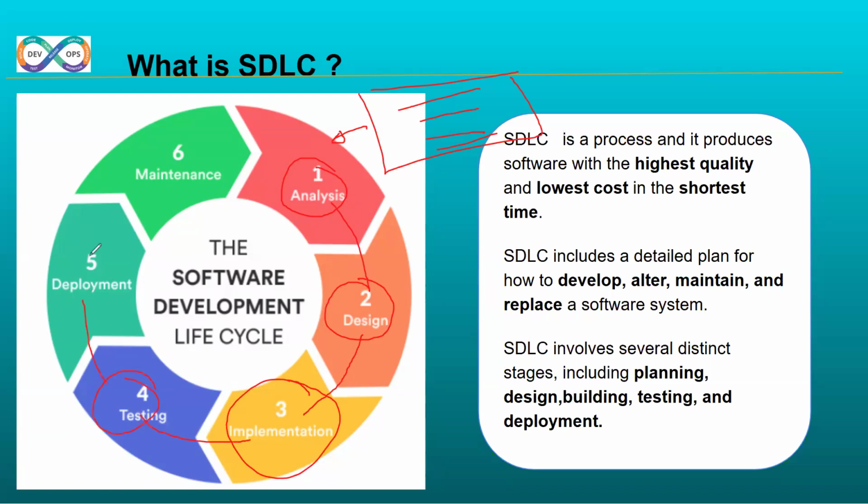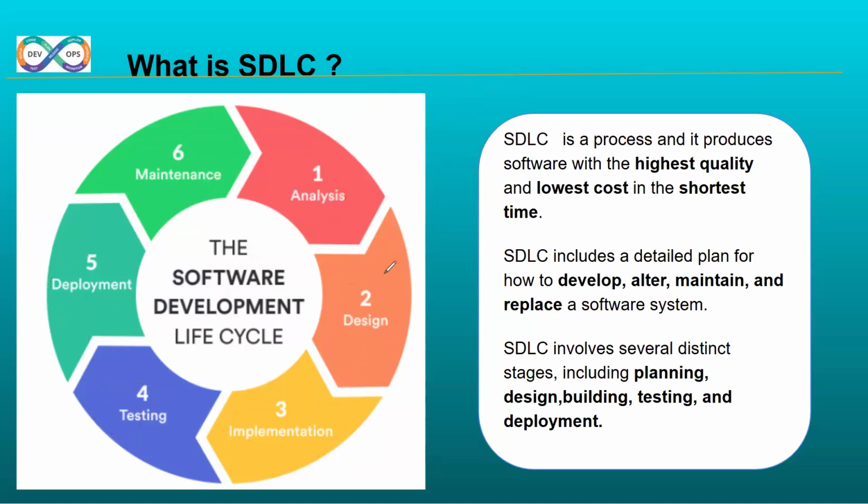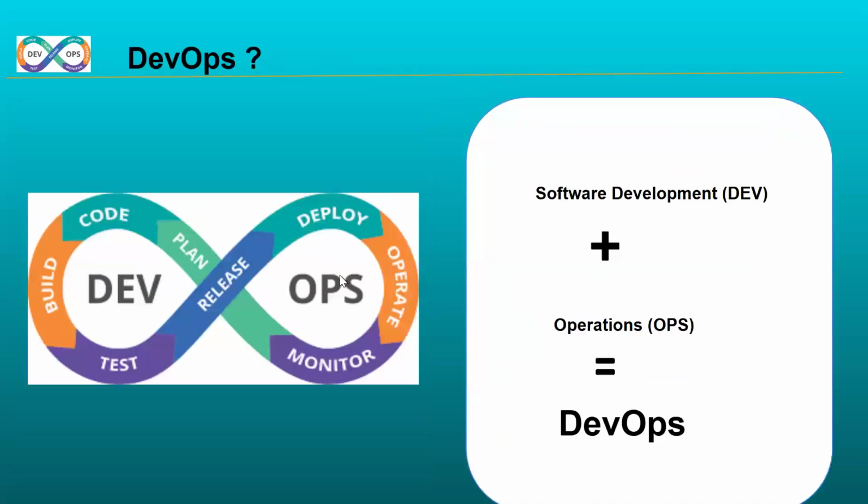Once it is verified, we will deploy our applications on hundreds of servers. Once it is placed on hundreds of servers and we can access it on the internet, we monitor and maintain whether it is working or not. This entire process, what are we calling it? Software development lifecycle.